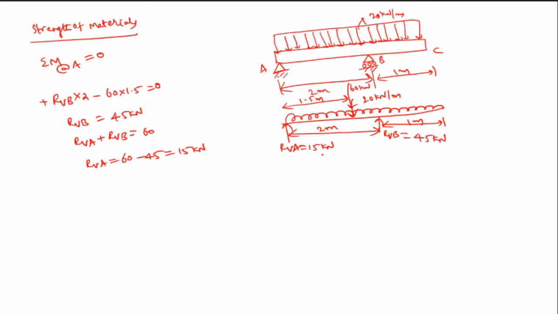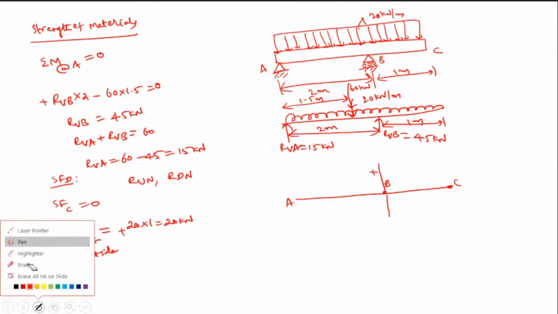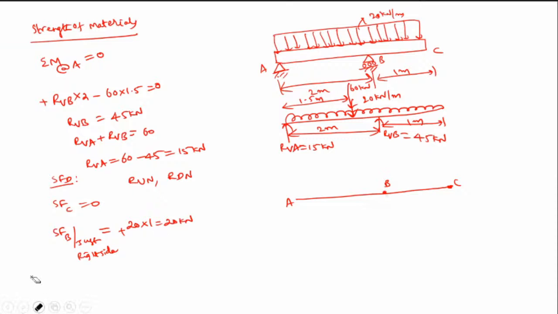Once we know the reactions, we can find the shear force diagram. How will the shear force diagram look? This is A, this is B, and this is C. What is SF at C? Just the right side, SF at C is 0 anyway. And SF at B, just the right side, is 20 into 1, that is 20 kilonewtons. What is the sign convention? Upward is positive. So this is plus 20 kilonewtons.